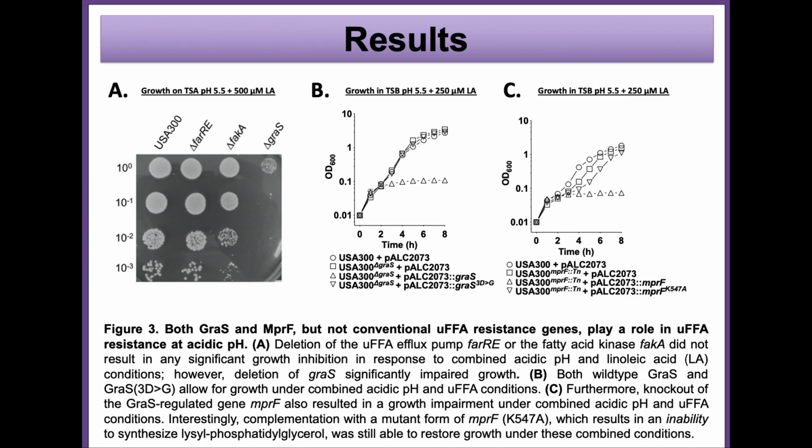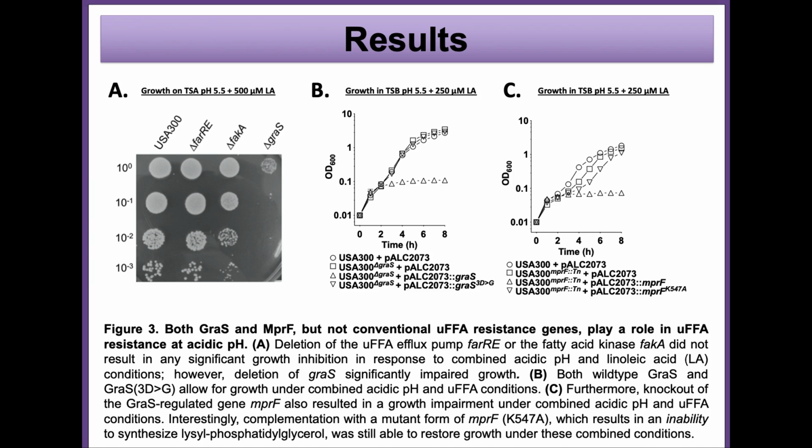Figure 3b takes this one step further and again looks at our mutant form of GraS, our D37G mutant. As I showed in Figure 1, this mutant is still able to respond to acidic pH, and as such, we see this is sufficient to restore growth under combined acidic pH and inhibitory concentrations of linoleic acid, whereas our GraS deletion mutant does not fare the same fate.